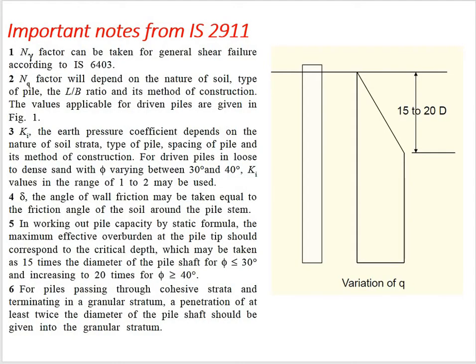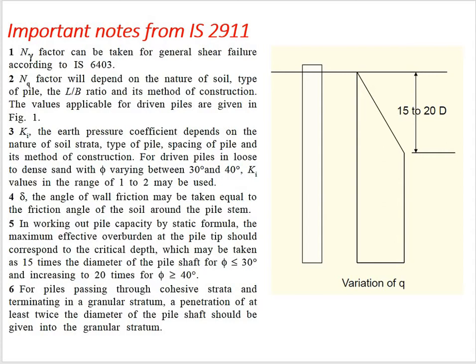Now moving back to the K value, the pressure coefficient, it depends on the nature of soil strata, type of the pile, spacing of the pile, and its method of construction. So if you are driving the pile in a loose to dense sand, the phi value may vary from 30 to 40 degree. Then this K value will range from 1 to 2. So if you are constructing the pile in a dense sand, definitely the K value is 2. If you are constructing it in a very loose sand, then K will be 1.